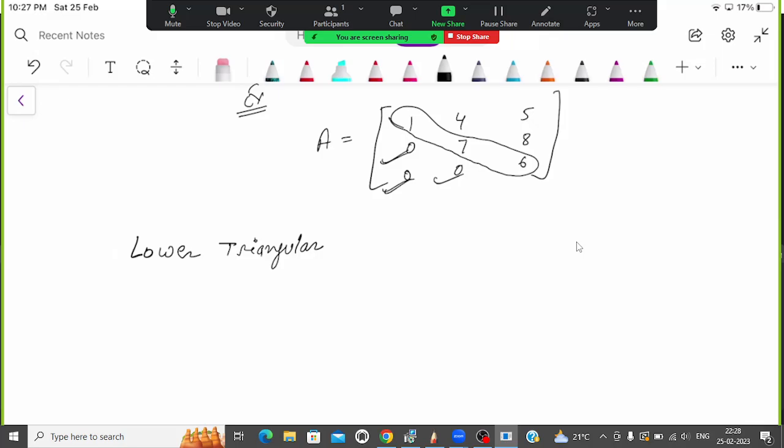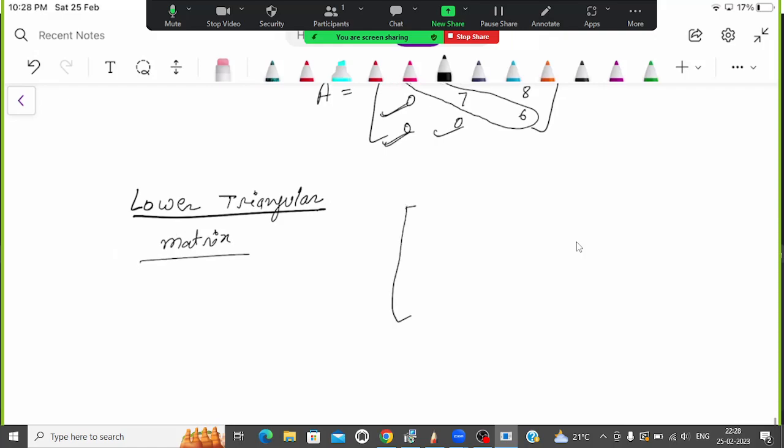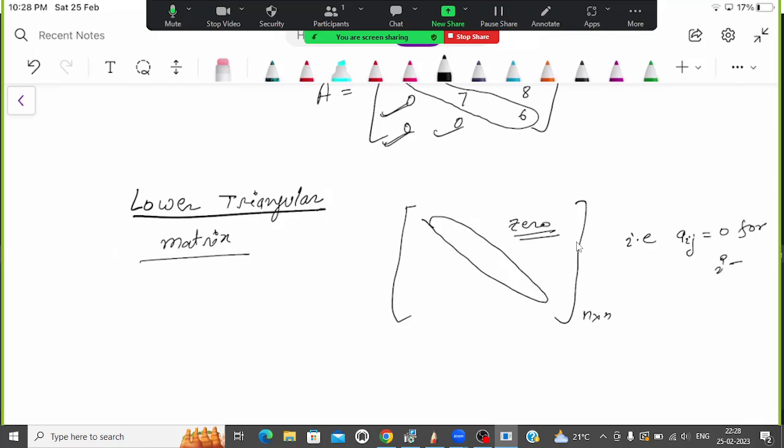What will be the lower triangular matrix? All elements above the diagonal element will be 0. So here all elements will be 0. Suppose this is an n cross n matrix. So element ij is 0 for all i less than j.